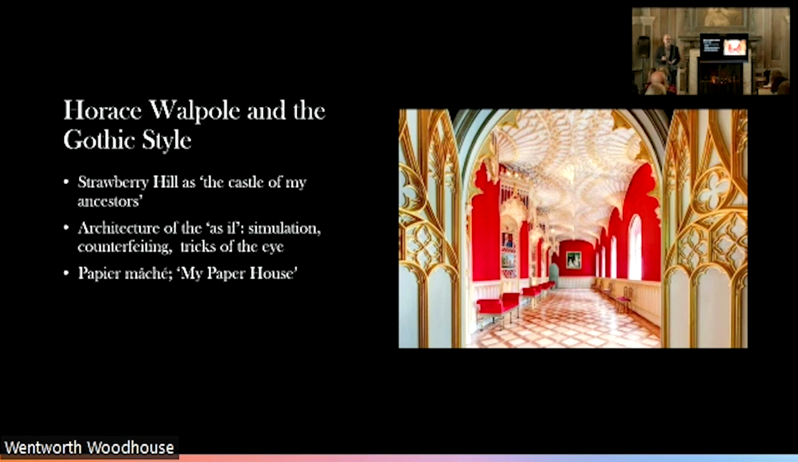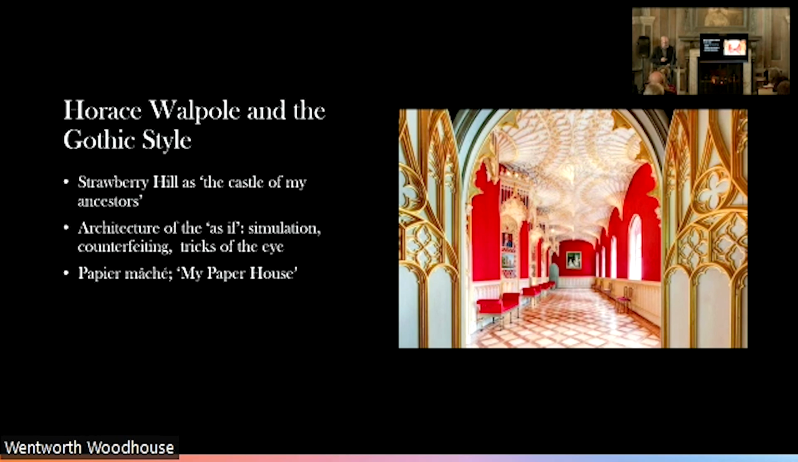So critics have frequently noted that Walpole's approach to the Gothic style was characterized by a certain degree of playfulness, a certain degree of counterfeiting, a certain degree of trickery, actual tricks of the eye, not least in his use of papier-mâché to mimic, in that picture that you can see, the appearance of medieval masonry in the hall, but also the fan vaulting that adorns Strawberry Hill's gallery. That is all papier-mâché that you can see there. So Strawberry Hill is often thought of as the architecture of the subjunctive, the architecture of the as if, as if it were a real medieval building, when really it is not at all.